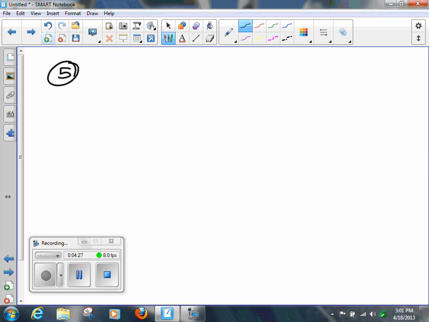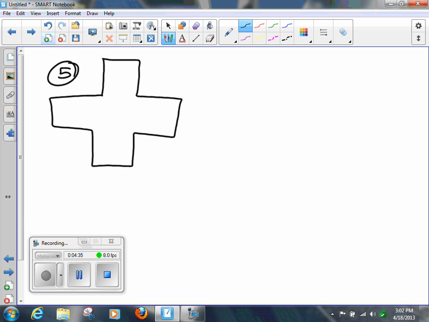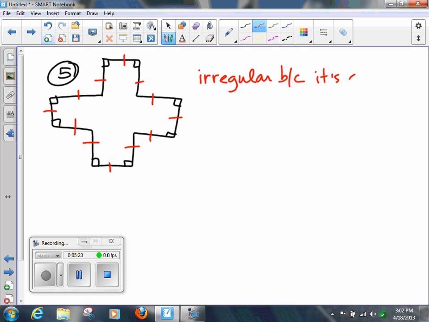Number 5. It does look like a plus sign. That is beautifully made. All of the angles are right angles. What's all of the sides? All of the sides are congruent. And clearly my picture looks perfectly made. Don't make fun. Is that regular or irregular? What is it? It is irregular. Why? Because it's concave. Regular means, and you should have it on your paper, that every side is congruent, every angle is congruent. Okay, all right. Irregular because it's concave.